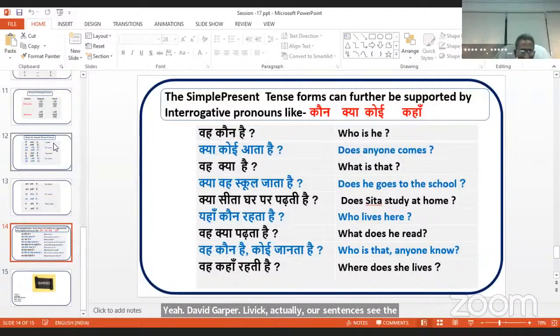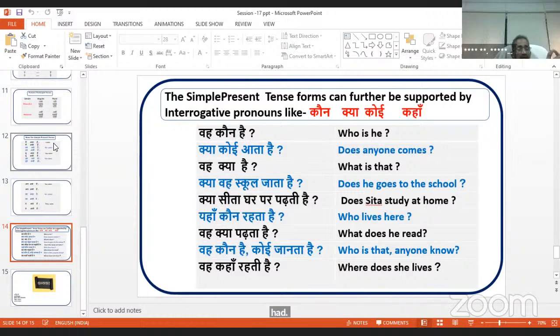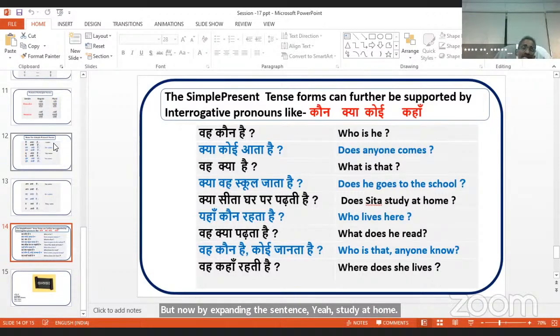सीता feminine and simple present form, it is ती है, along with the verb root पढ़ plus ती है, पढ़ती है. सीता पढ़ती है. Now by expanding the sentence, क्या सीता घर पर पढ़ती है? Does सीता study at home? Very first we have given घर पर, then we have given interrogative pronoun क्या.